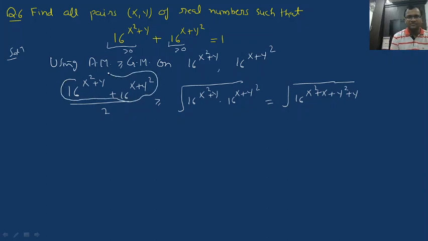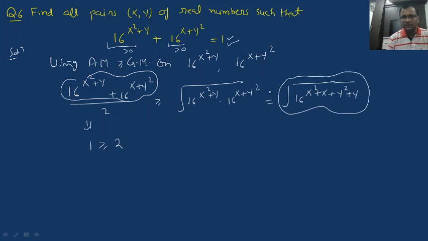Okay, we are given the value of this sum. This sum is equal to 1 in the parent equation, you can see, and by cross multiplying by 2 we can write this result as 1 is greater than or equal to 2, and on taking the square root we can write 2 into 4 raised to the power x square plus x plus y square plus y.